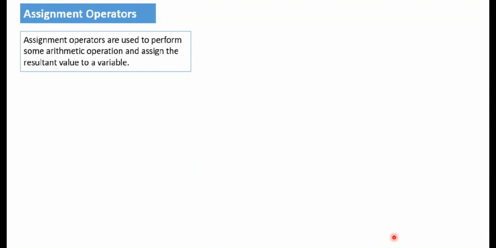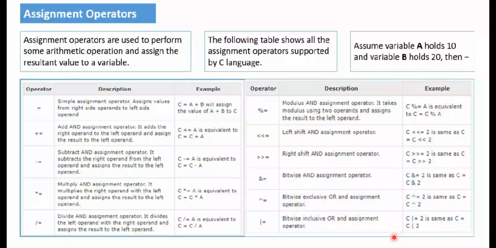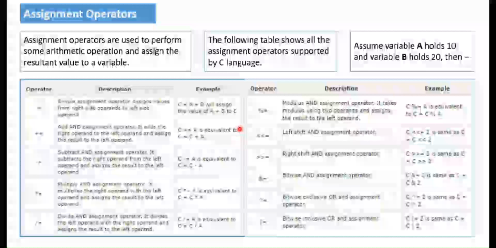Next is assignment operators. Now assignment operators are used to perform some arithmetic operation and assign the resultant value to a variable. The following table shows all the assignment operators supported by C language. Here again, let's take the value of A 10 and B 20. So equal to, so C equal to A plus B, that means A plus B is the addition operation and the value is assigned to C.